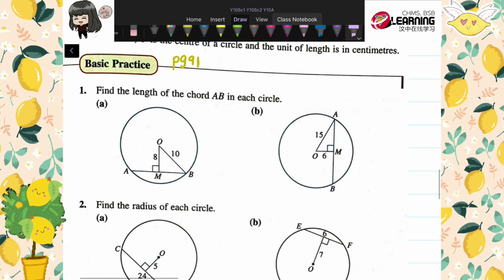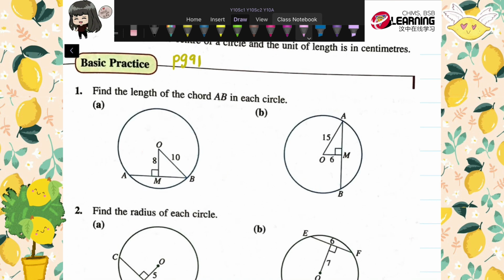I give you a hint first. What you're going to do? Number 1 is finding chord AB. The first theorem tells us that if this one is 90 degrees from the center going down, it will divide this into half.